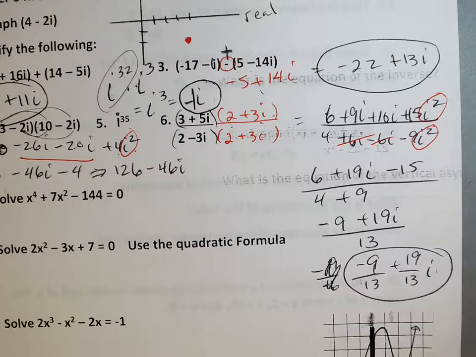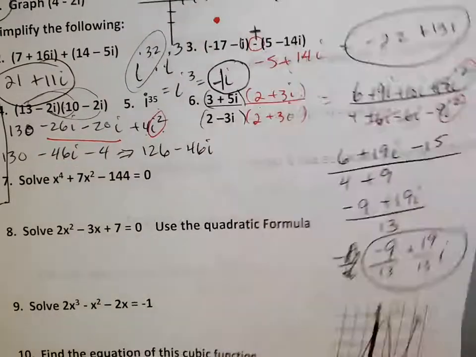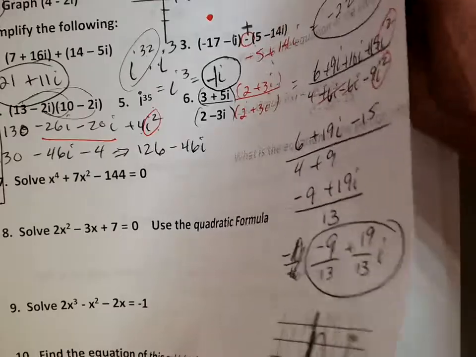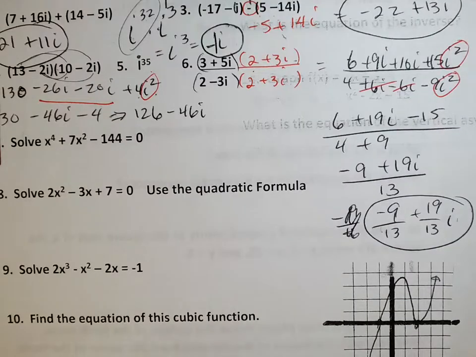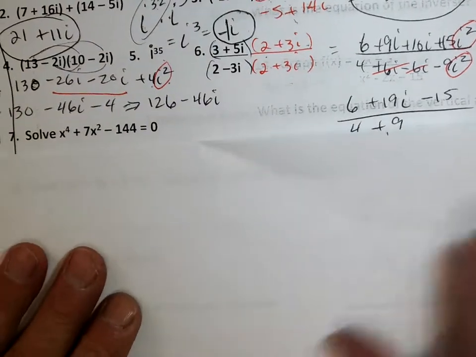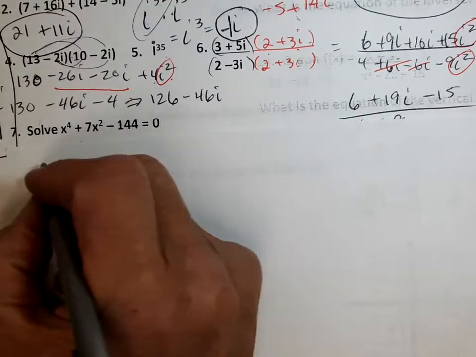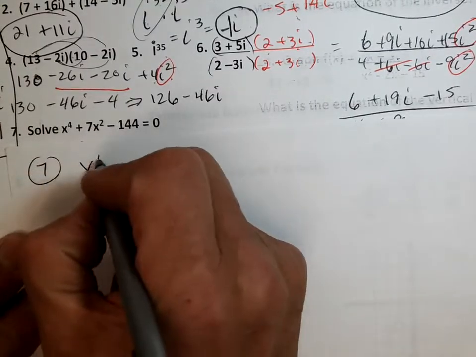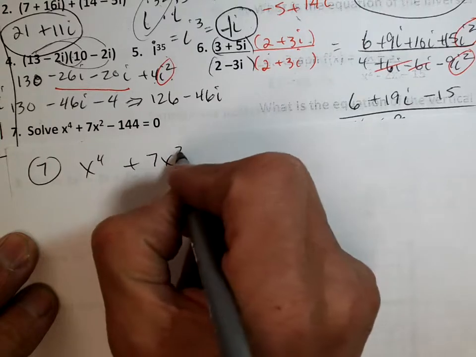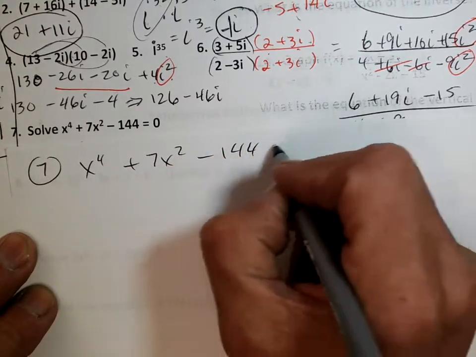All right, 8, I'm going to need a separate sheet of paper because I'm going to have to use the quadratic formula, okay? So let me slide 7. Let's do 7. Yeah, I'm going to need extra paper for 7 anyway, okay? So I'll do number 7 on a separate sheet of paper. Do you guys want to grab a separate sheet of paper real quick? Okay. x to the 4th plus 7x squared minus 144 equals 0.